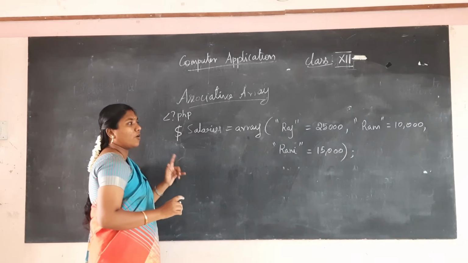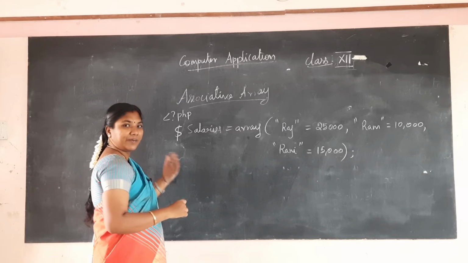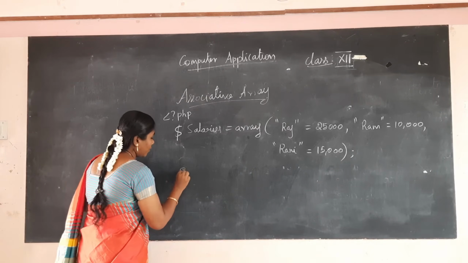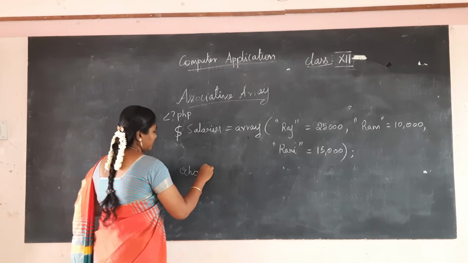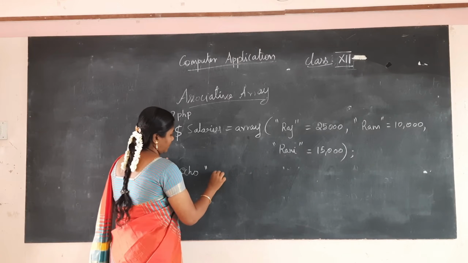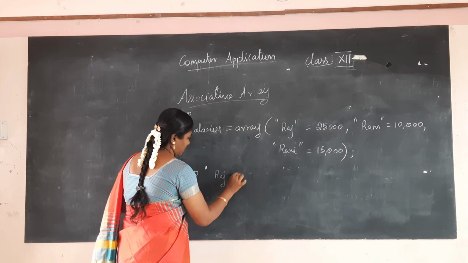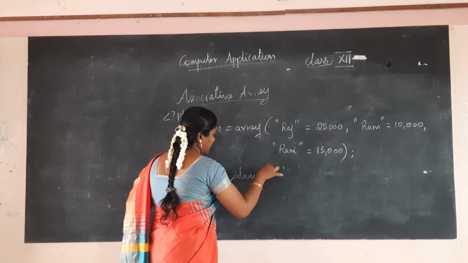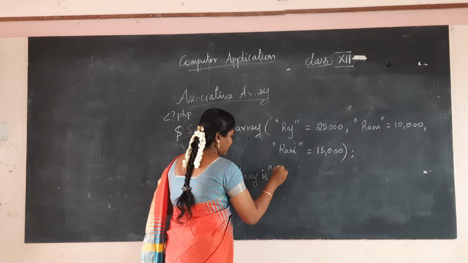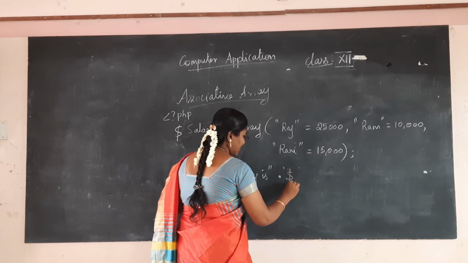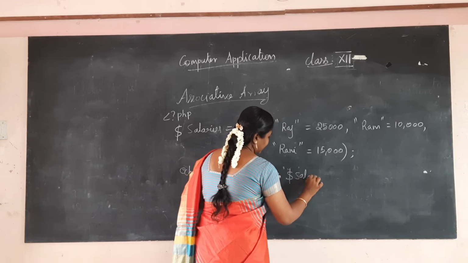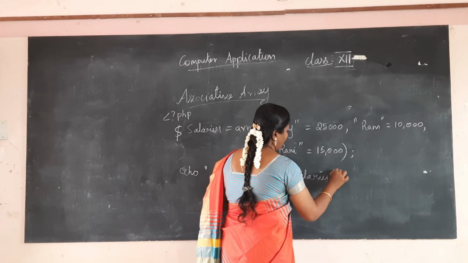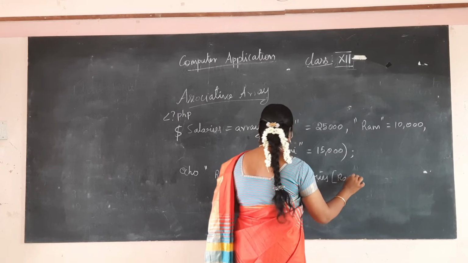Now if I want to print the values, how can I print in an associative array? Echo "Raj salary is", then you must use the dot symbol. Which array am I going to use? Salaries of Raj.